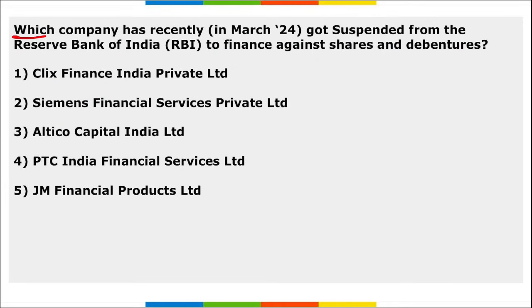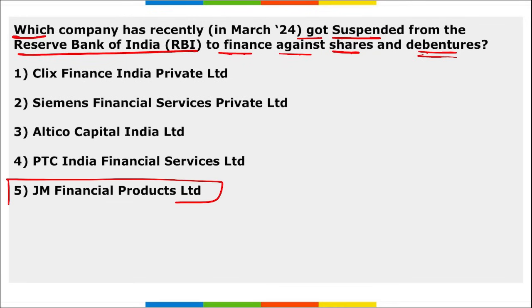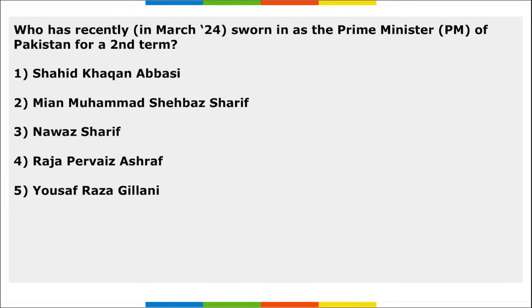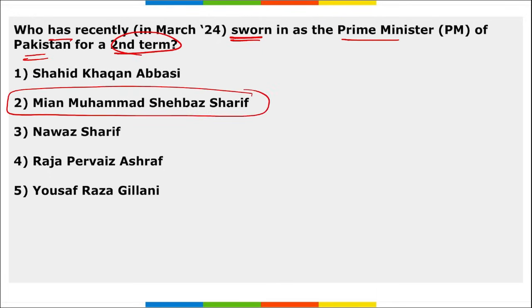Next, which company has recently got suspended from the RBI to finance against shares and debentures? It is JM Financial Products Limited, right? They have recently been suspended from the Reserve Bank of India to finance against shares and debentures. Next, who has recently sworn in as the Prime Minister of Pakistan for the second term? So, Shehbaz Sharif has been appointed as the Prime Minister of Pakistan for the second term.